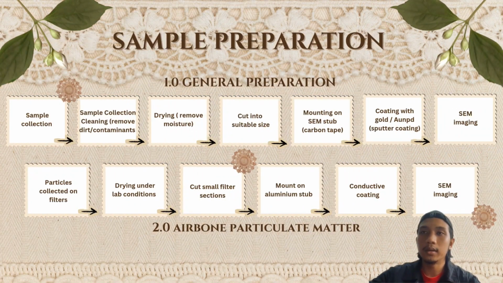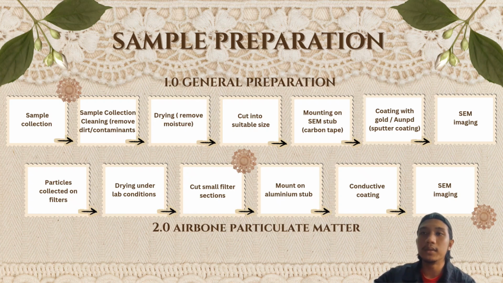I will explain the sample preparation process for scanning electron microscopy, or SEM. Sample preparation is a very important step because the quality of the SEM image depends on how well the sample is prepared. In environmental pollution studies, proper preparation helps maintain the original characteristics of the sample and prevent contamination or damage during analysis.